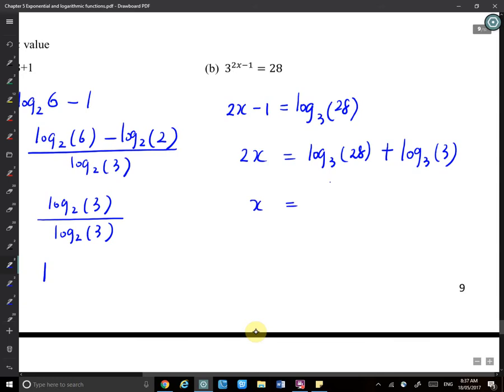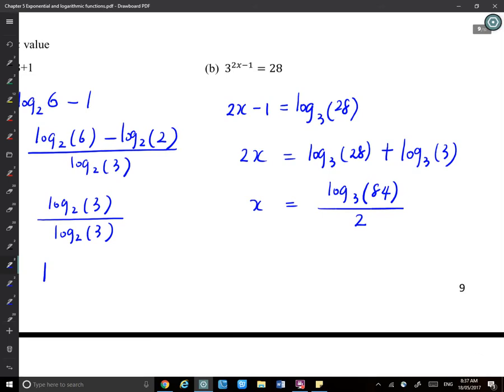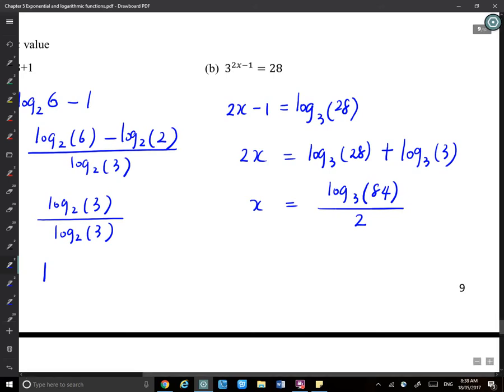So x equals log base 3 of 28 times 3, which is 84, divided by 2. So log base 3 of 84 divided by 2. Well, I can say that's a half times log base 3 of 84. So I can write it in this way.